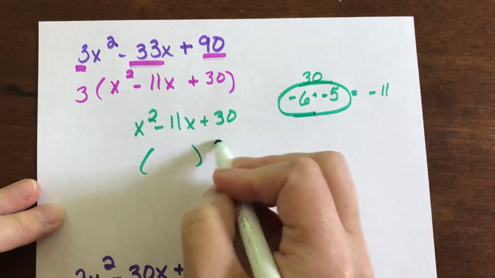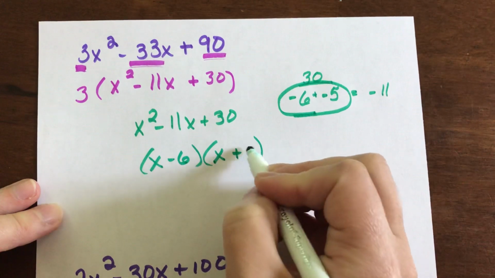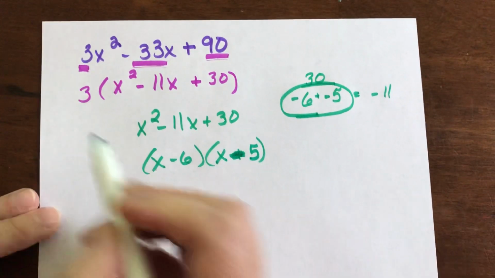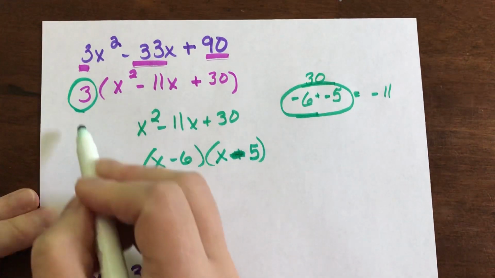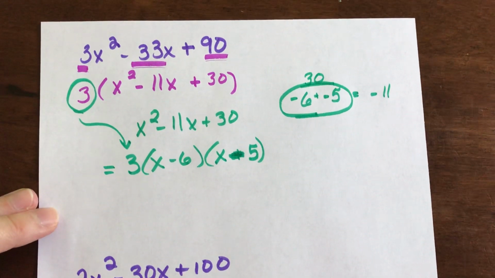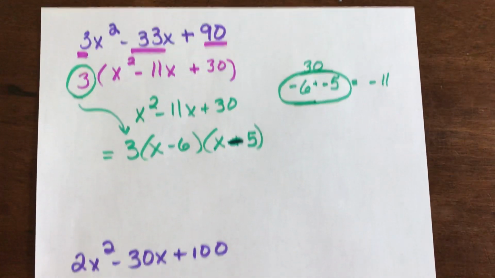So I can do the shortcut here, divide up the x's, put my negative 6 and my negative 5. And then what do you think you do with this guy? Yeah, bring him down and put him out front. So that's my answer. 3 times x minus 6 and x minus 5. Okay? All right, let's look at another one.